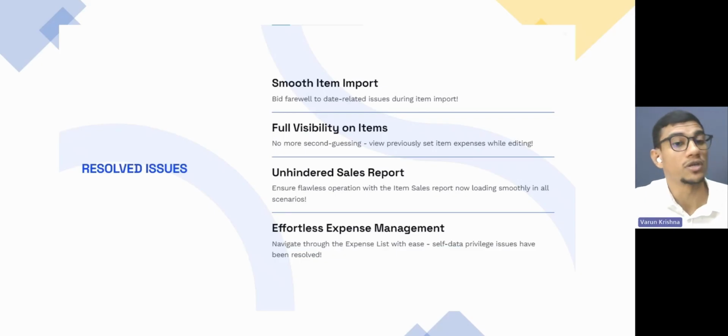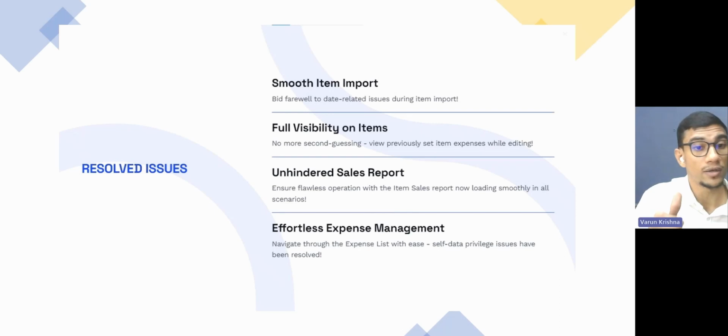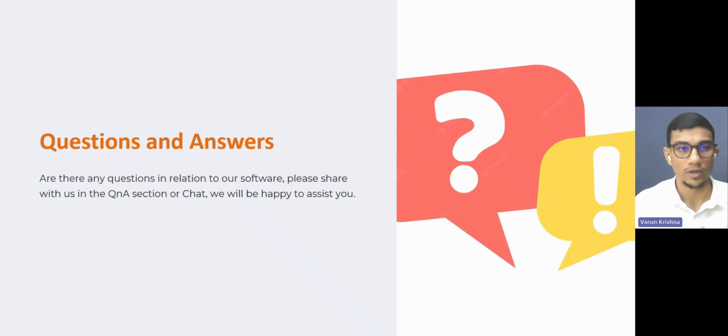Then we talked about the resolved issues as well: the date format related to item import, then item expenses, then the item sales report loading part, and finally data privileges and expense list. All right, so that's it from my side. Now it's time for you to ask your questions. The Q&A section and the chat section is open. You'll be able to ask your questions there.